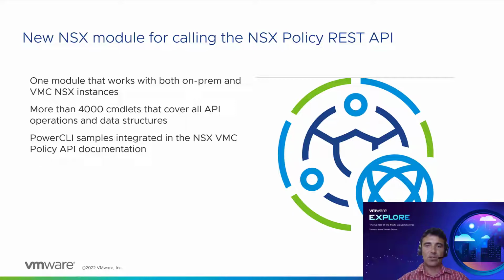It is one module that can be used for both on-prem and VMC instances. It has different connection methods, but other than that, the commandlets are the same. And we also have the PowerCLI examples integrated in the NSX VMC Policy API documentation. For the on-prem, the NSX team is using a different documentation format, and there we were not able to integrate our documentation. But I'll show you again how to do the matching between the API operation and the PowerCLI commandlet there as well.